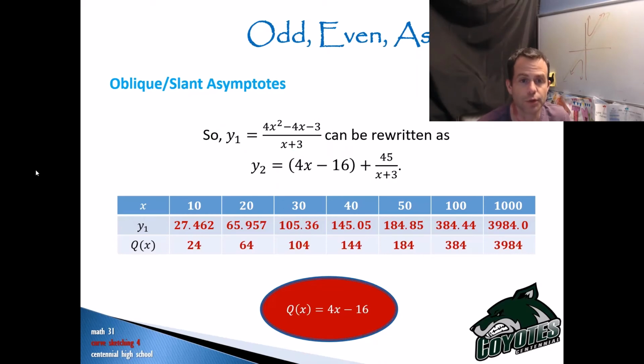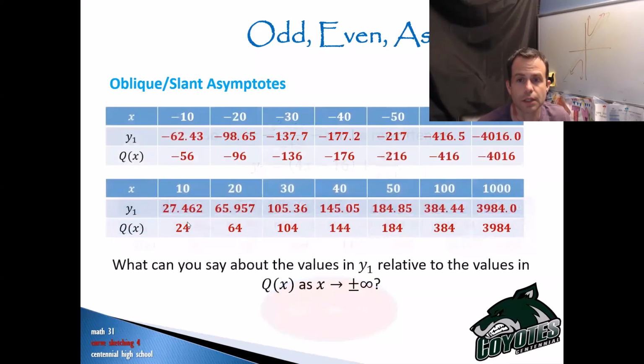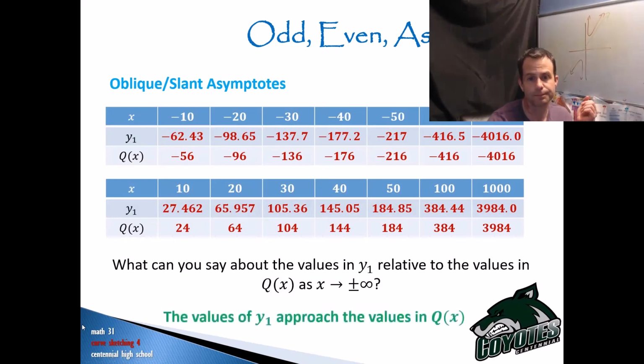Okay, so what can we say about the values in y1 relative to the values of q of x as x approaches positive and negative infinity? Well, we can say the values approach, sorry, I'm having technical difficulties here. I had a control panel in the way of my wording. The values of y1 approach the values in q of x.